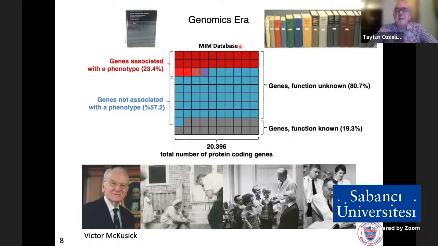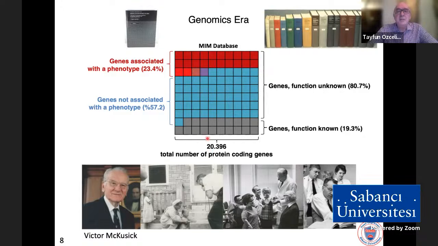It is continuously updated by dedicated people. So here you see what McKusick did: in the early 50s and the 60s, he began describing different families with different genetic conditions, and these are pictures of Dr. McKusick, and these were compiled in this catalog.